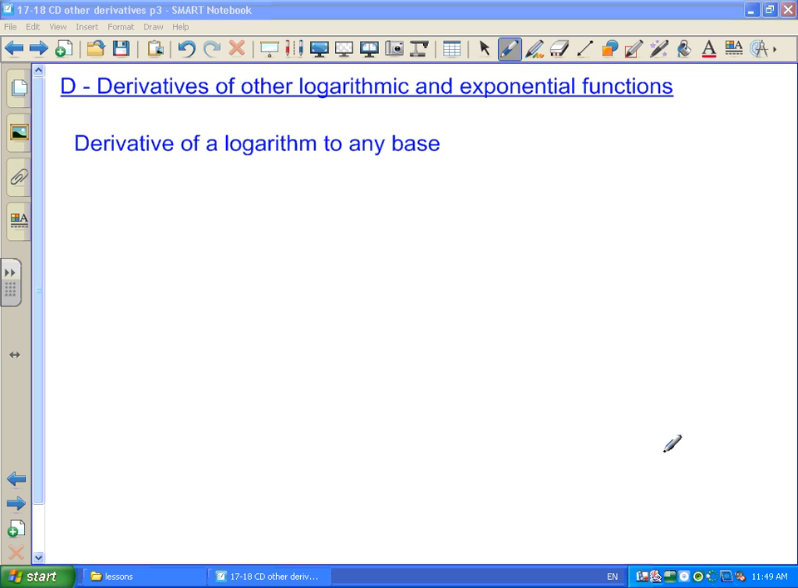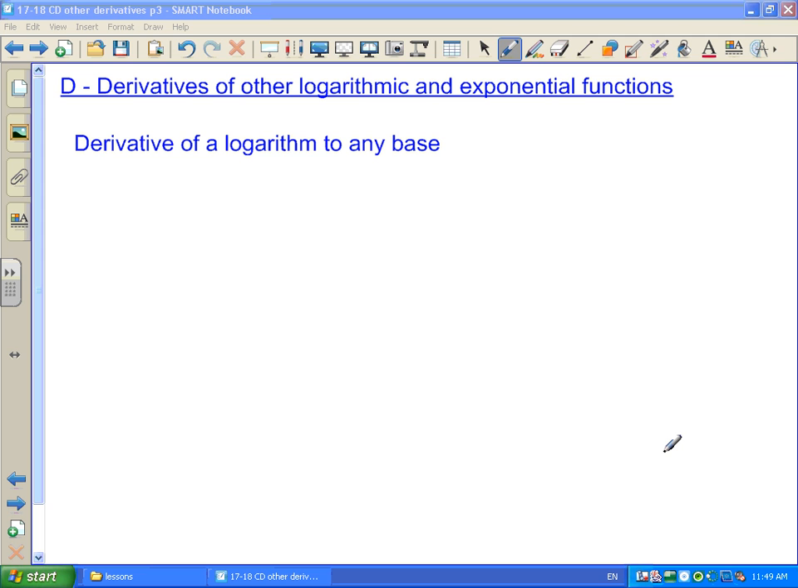All right, so now we're moving on to box D here, derivatives of other exponential and logarithmic functions. So we're going to look at how this changes your rules when you're working with bases other than e for your exponential or your logarithmic function here. And we'll start by looking at the derivative of a logarithm to any base.